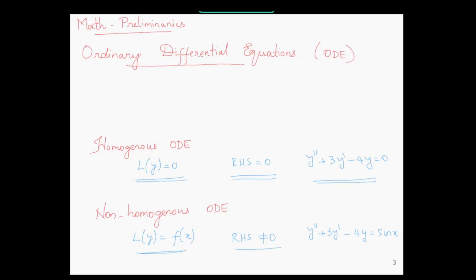And the right hand side is not equal to 0. The function f of x is not equal to 0. And this is an example of a non-homogeneous ordinary differential equation: y double prime plus 3y prime minus 4y equal to x. So the right hand side, the function f of x, is not equal to 0. So these are the general forms of homogeneous and non-homogeneous ordinary differential equations.